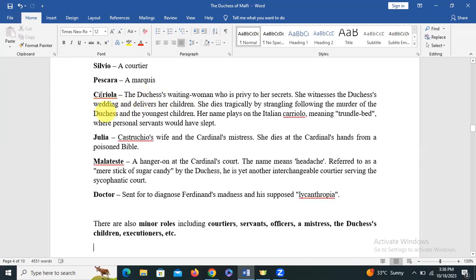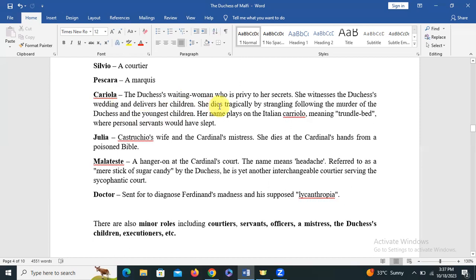But it's not necessary that this waiting woman should also be from a royal family. She is from a lower class, but she is the assistant to a royal family woman. The Duchess's waiting woman is privy to her secrets, as Delio was privy to the secrets of Antonio. So Cariola was privy to the secrets of the Duchess. She knew everything. Okay, we are going to read from here. She witnesses the Duchess's wedding and delivers her children.